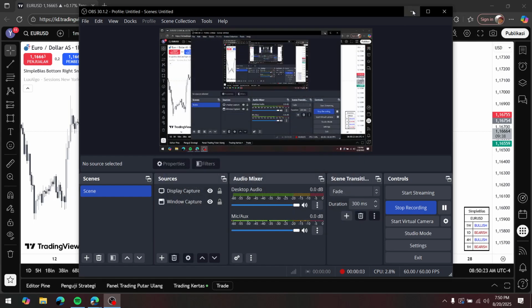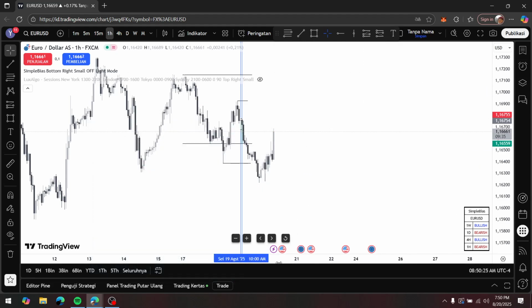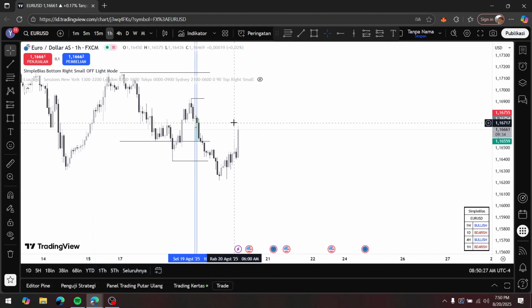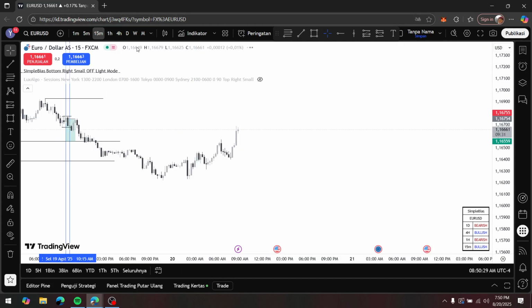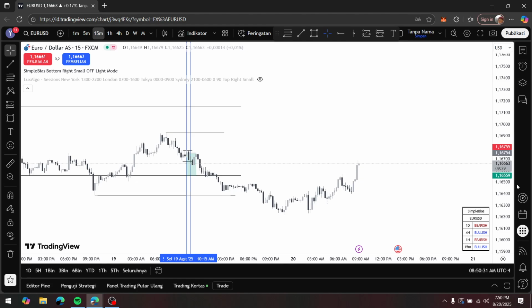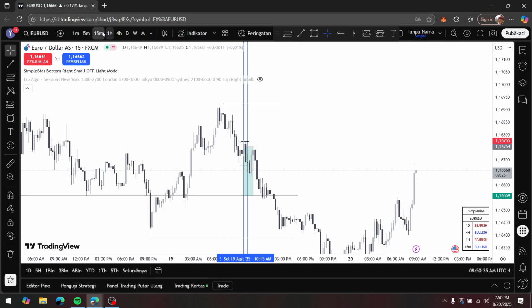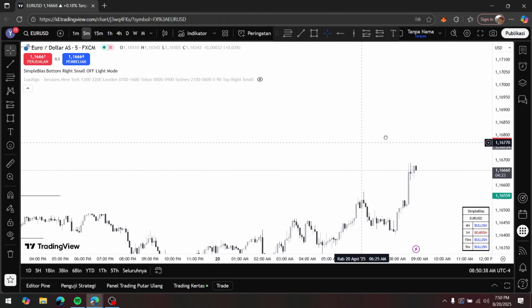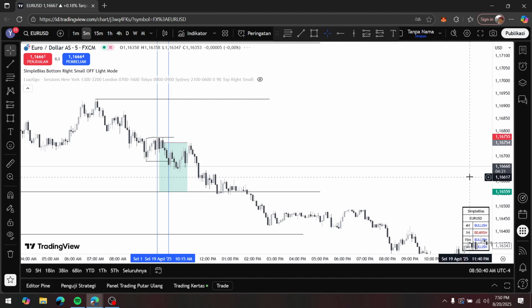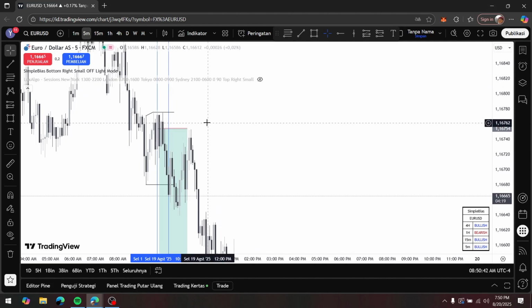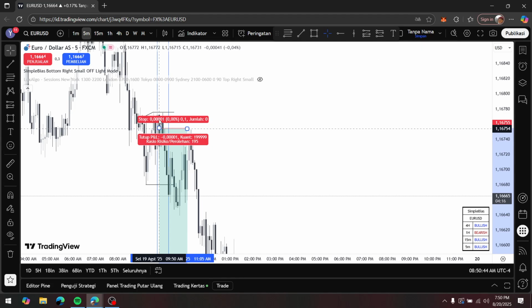Okay guys, so today I'm gonna recap my last trade. It's a silver bullet A plus unicorn model setup that I learned. So the first thing, this is where I take.